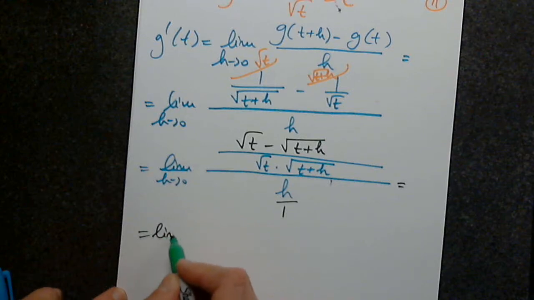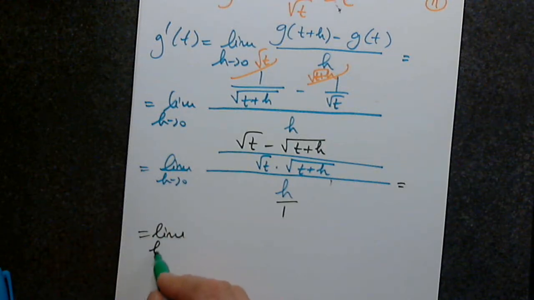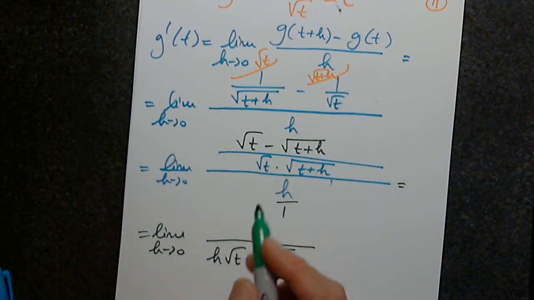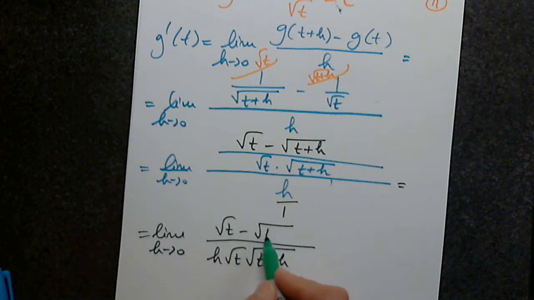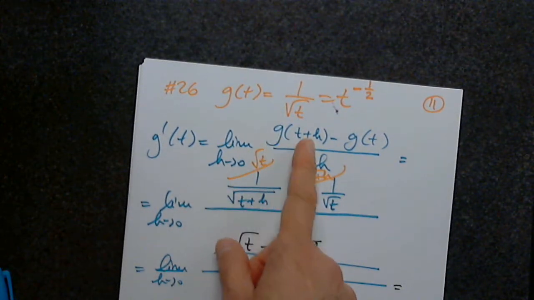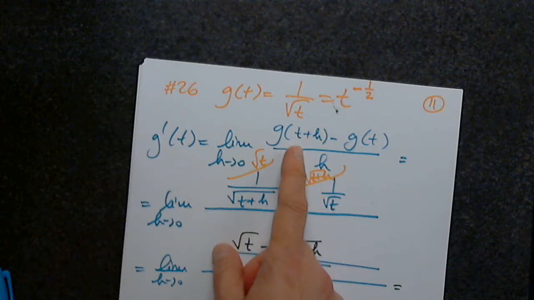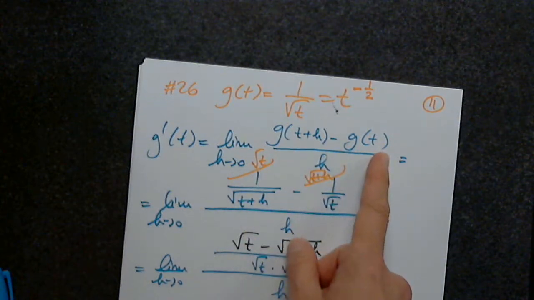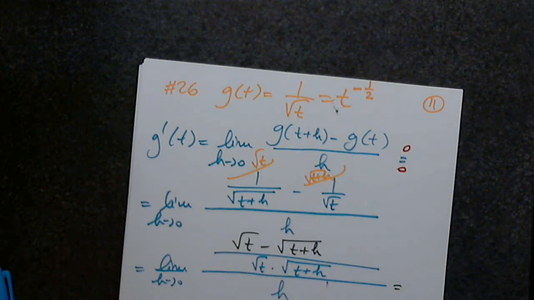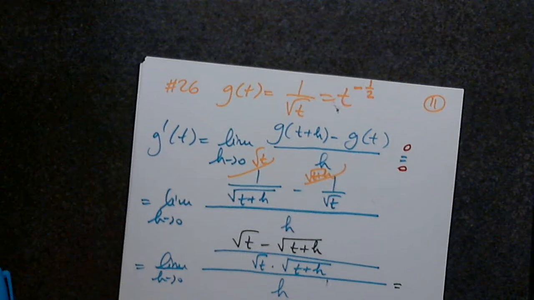So the new expression for the function is this. h, the square root of t, the square root of t plus h, and the numerator is the square root of t minus the square root of t plus h. I should have said from the very beginning, I rushed, I'm so sorry, we have to plug in 0. g of t minus g of t. 0 over 0, of course, is 0 over 0. It's an indeterminate case, and we have to simplify as much as possible.